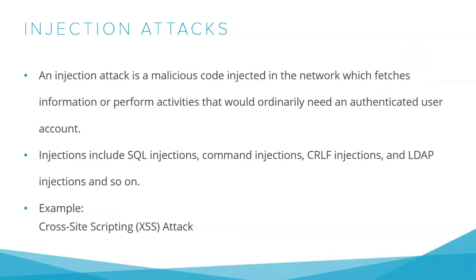The next security risk is an injection attack. Injection occurs when an attacker exploits insecure code to insert their own code into the program. It is a malicious code injected into the network which fetches information or performs activities that would ordinarily need an authenticated user account. Injections include SQL injections, command injections, CRLF, LDAP, and so on.